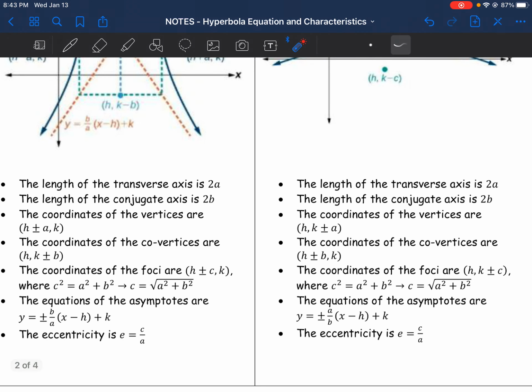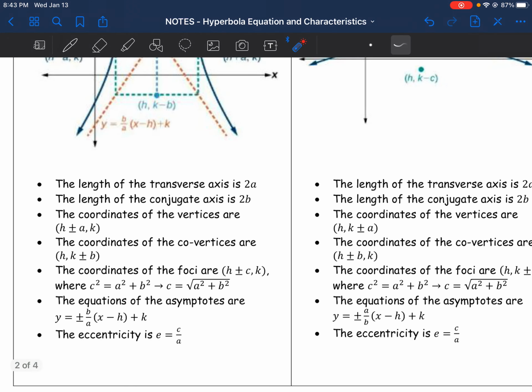And then we start to get into the specific formulas for the 2 types of hyperbolas. So we can see the vertices for a hyperbola that opens left or right is going to be different than the vertices for a hyperbola that opens up or down. When you're working through your problems, you want to make sure that you identify the kind of hyperbola you're working with first before you start working with the different formulas.